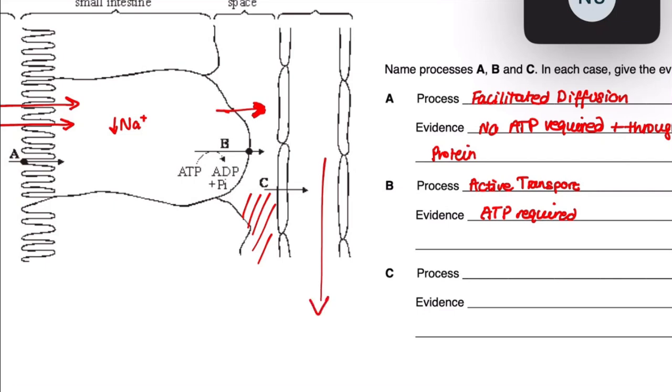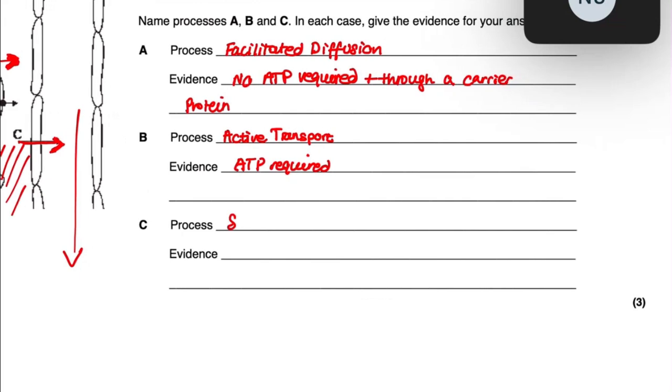So in the capillary, you're going to have a lower concentration of glucose at all times. So glucose is going to move from an area of high concentration to an area of lower concentration via simple diffusion. And again, your reasoning is going to be no ATP is required. And because it's simple diffusion, you can also say that there is no transport protein required.